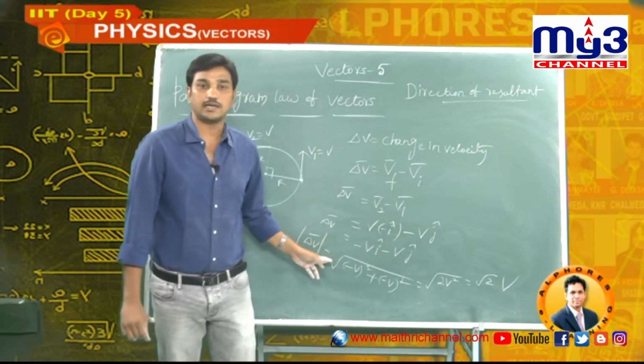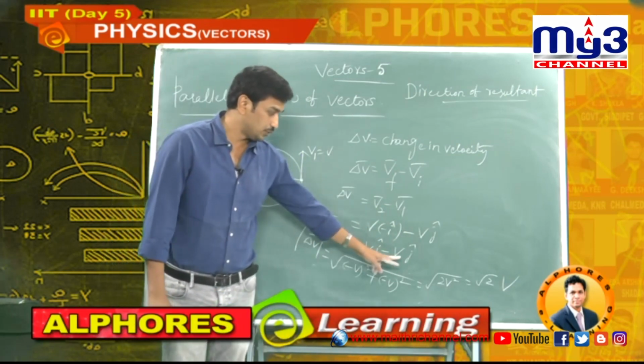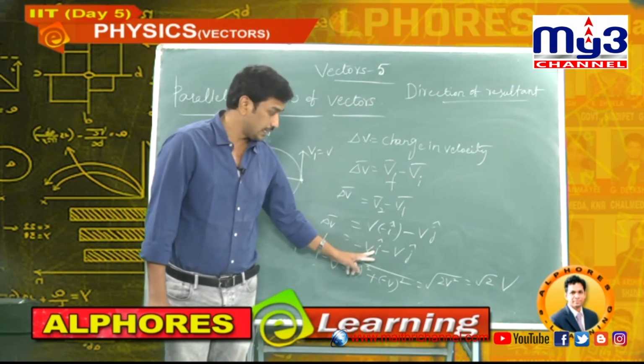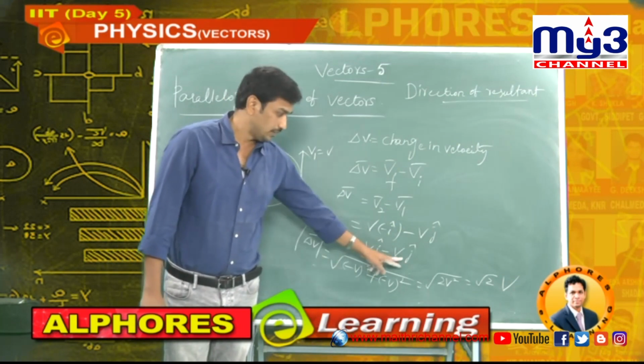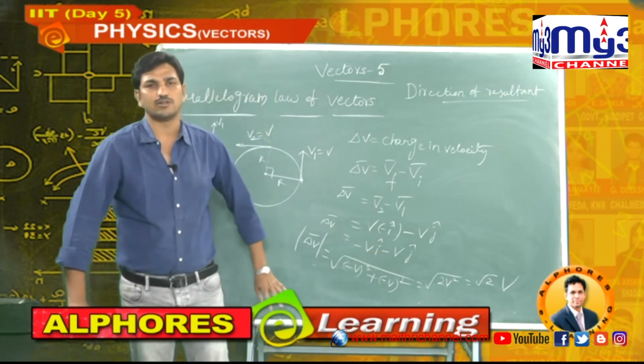How to calculate the magnitude of a vector? Under root of the i cap coefficient whole square plus the j cap coefficient whole square. The i cap coefficient is minus V whole square, the j cap coefficient is minus V whole square. So the final answer is the same. I think you got the clarity.